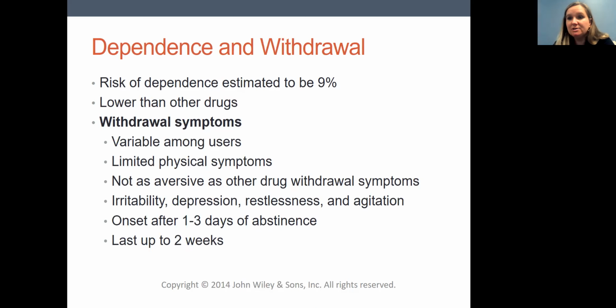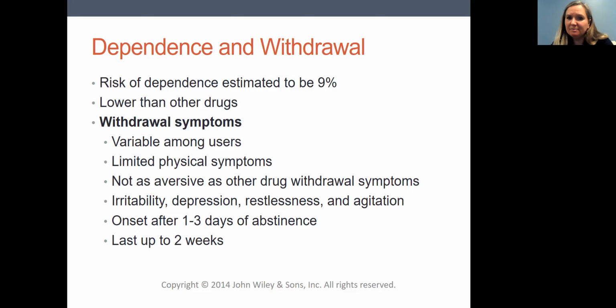What about dependence and withdrawal? So the risk of dependence is estimated to be about 9%. It's much lower than other drugs. That's a consideration. Withdrawal symptoms, again, very variable. For some people, nothing. They don't feel anything. They just stop using and that's that.